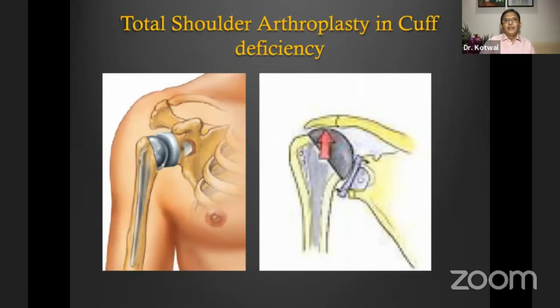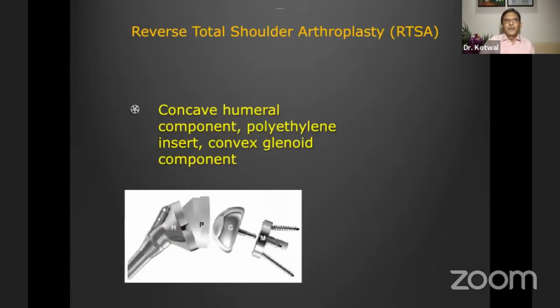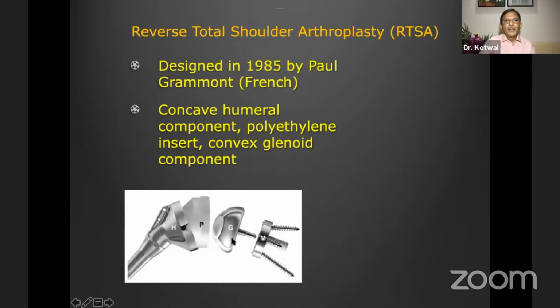So what will happen if a total shoulder arthroplasty is done in a cuff deficiency? This will rise up, and there will be a rocking horse phenomenon, which will cause loosening of the glenoid component. Therefore, in those situations, the reverse total shoulder arthroplasty is the solution. And here it is just the reverse. That's why it is called reverse. That means the humeral component is concave and the glenoid component is convex. And this was designed in 1985 by a French orthopedic surgeon.